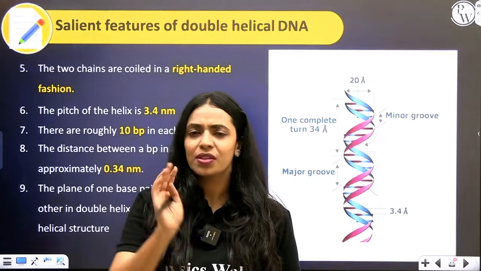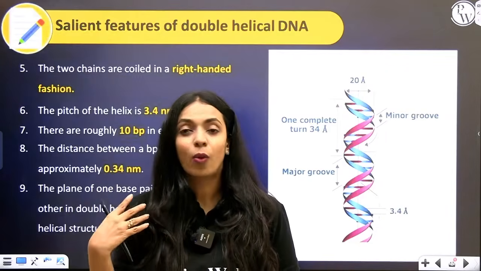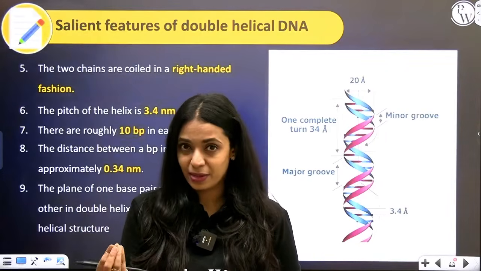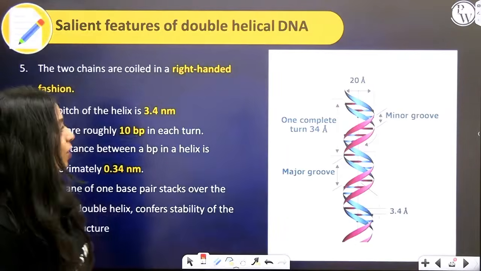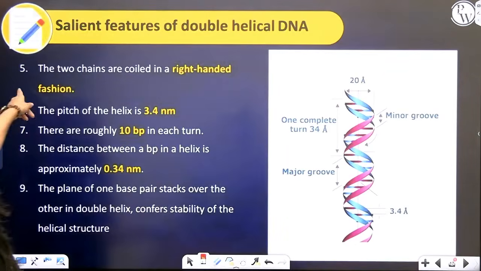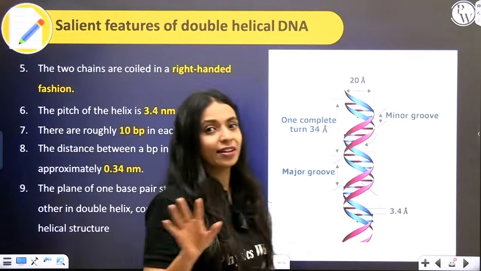Okay. There are so many different kinds of DNA. What we mostly find and what we mostly study is called B-DNA. That's all you'll have to remember. Forget about the other types. These two chains are coiled in a right-handed fashion.